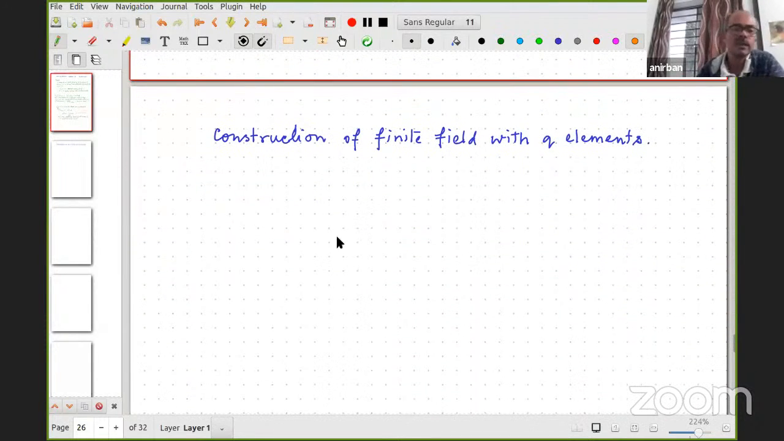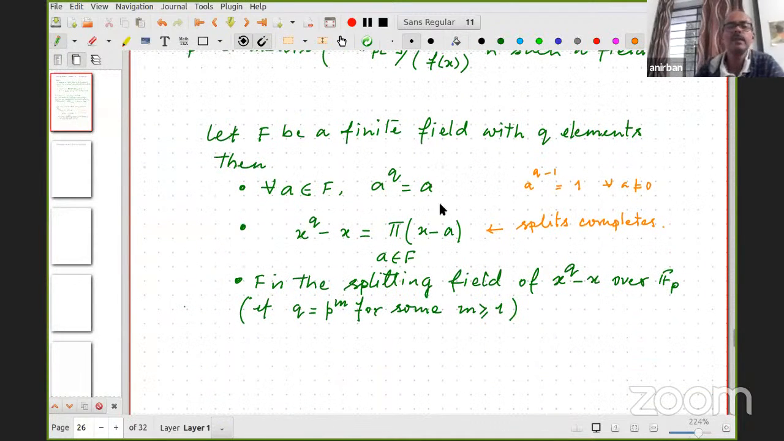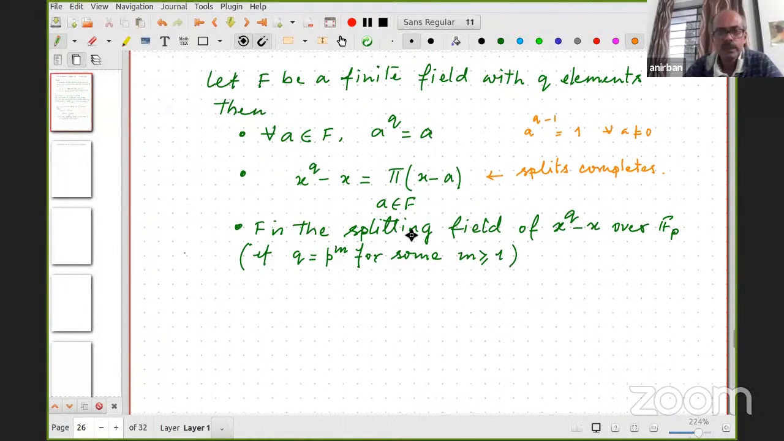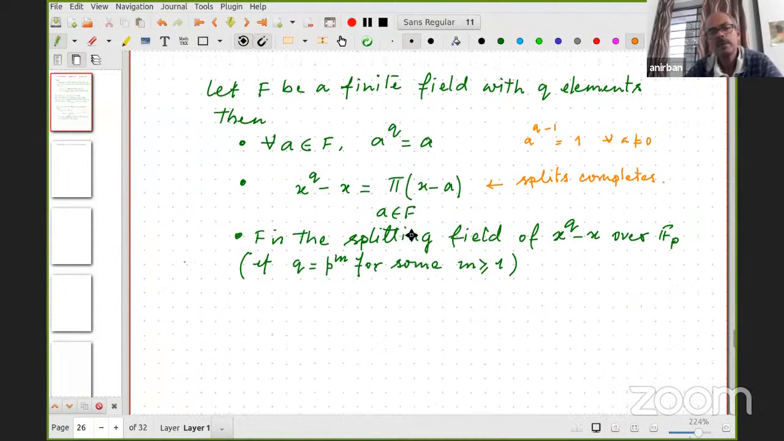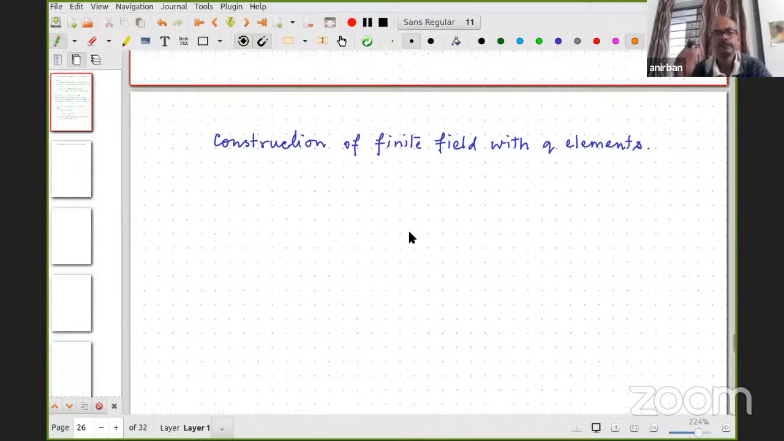So now how do we construct? This is simply a remark from the last one. Now we simply go the other way around. What we saw here is that we started with a finite field with q elements, and saw that this polynomial splits completely. This is a splitting field of this polynomial. By splitting field, I mean the smallest field where it splits completely, and that's what happens here. So we can simply reverse the process when we want to construct a field of order q.